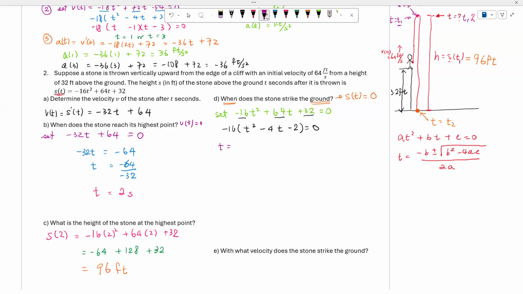Maybe let us try to do this then. t is equal to negative b plus or minus the square root of b squared minus 4 times a times c, all over 2a. Again, in this case I don't care about the negative 16 because I could divide both sides by negative 16, right? It's got 0.